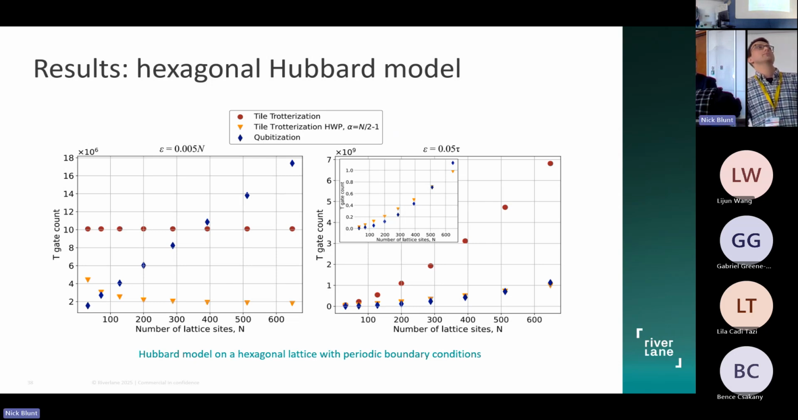And we're considering two different accuracy metrics here. So on the left is with extensive scaling energies, and on the right is with fixed accuracy. For something like the Hubbard model, you're often interested in the energy per site. Similarly, for condensed phase systems, you want to know the energy per unit cell. Whereas, of course, in chemistry, we usually want chemical accuracy, which is a fixed target error. But here epsilon is 0.005 times n, and with Tile Trotterization, it's just a constant.